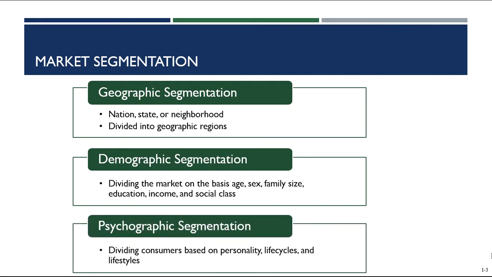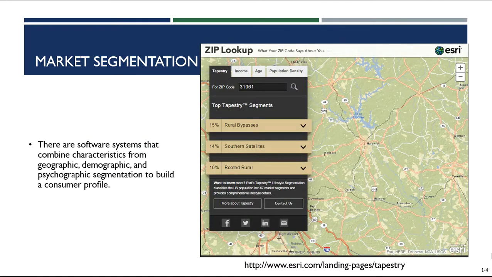A third is psychographic segmentation, and this is when you divide by lifestyles, such as different personality traits or the life cycle that people are in. Lifestyle segmentation refers to how people live. So it's how they spend their time and money, what activities they're pursuing, and what their attitudes and opinions are about different subjects.